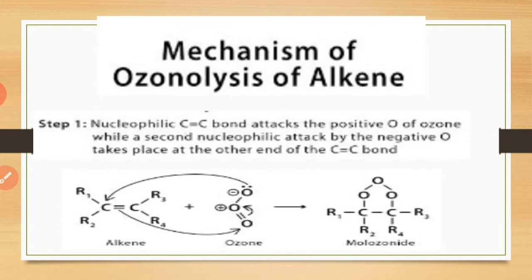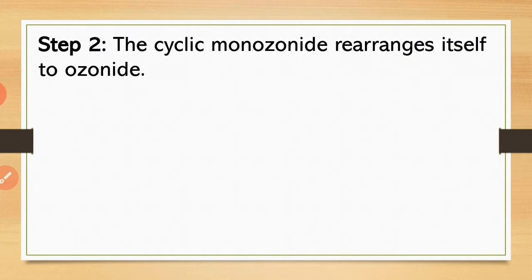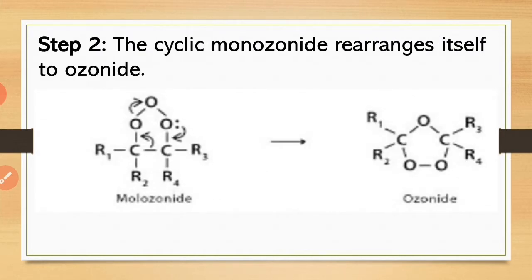The first step involves the nucleophilic carbon-carbon double bond attacking the positive charge of ozone, while the second nucleophilic attack by the negative charge on the oxygen atom of the ozone takes place at the other end of the carbon-carbon double bond, and thus there is a formation of monozonide. The next step is the cyclic monozonide rearranging itself to the ozonide. So the product formed in the first step, the monozonide, rearranges itself to the ozonide.